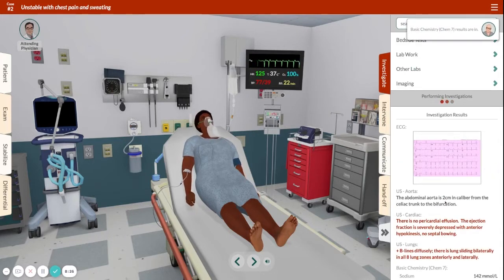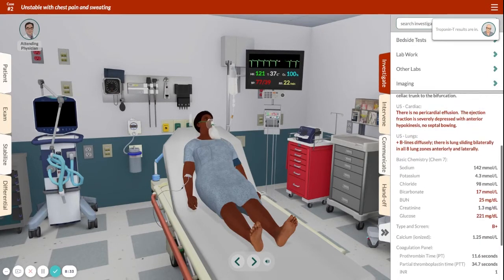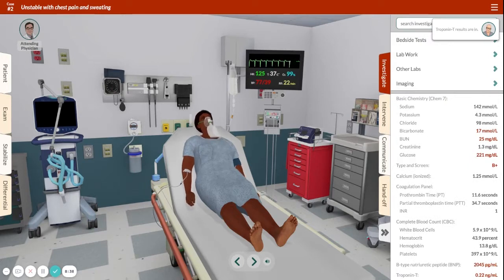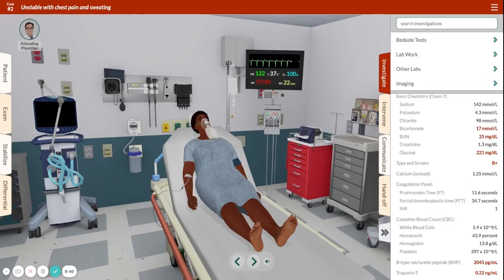Of note, we know that she's in heart failure, so a BNP is not going to really give us much more information. And a troponin, whether positive or negative, would still not help us too much because from an ECG standpoint, she's having an ST elevation MI. And it's important to note that early on in MI, the troponin level may not be elevated.